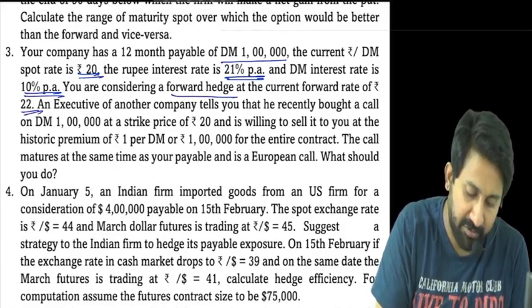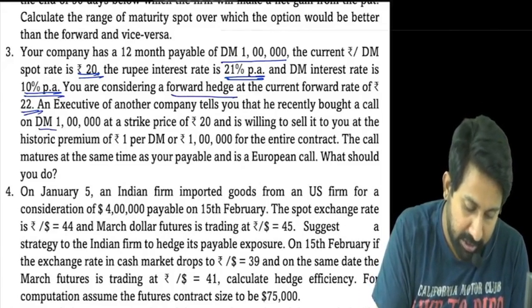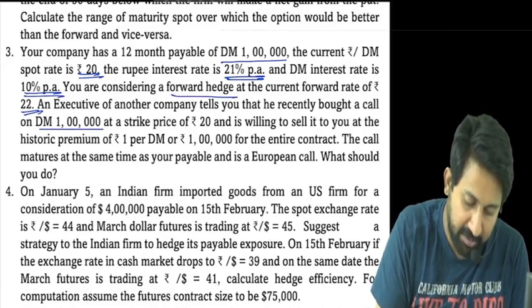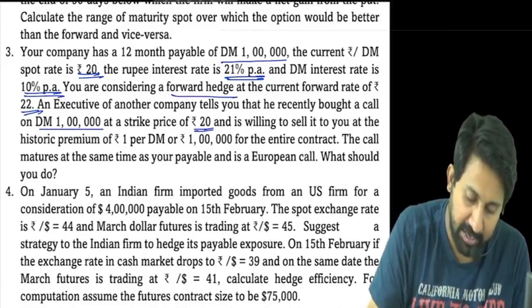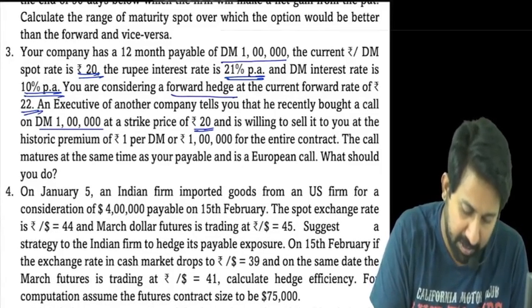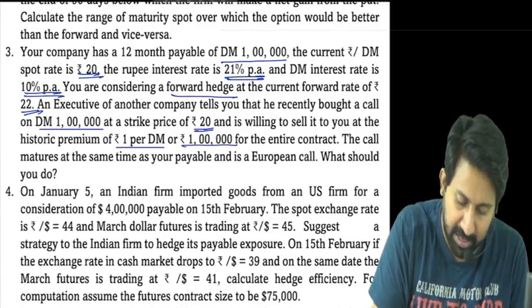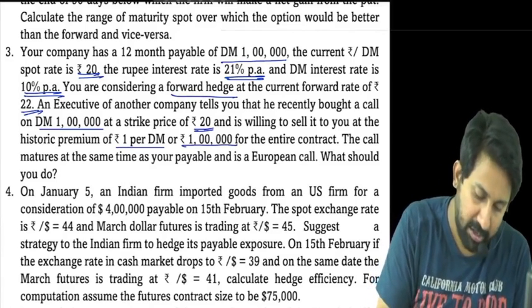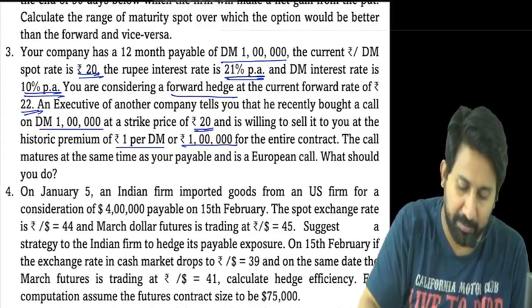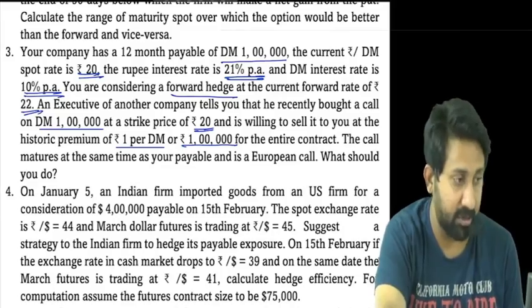An executive of another company tells you that he recently bought a call on DM 1 lakh at a strike price of rupees 20 and is willing to sell it to you at a historic premium, not the normal premium, of rupees 1 per DM or rupees 1 lakh for the entire contract. The call matures at the same time as your payable and is a European call. What should you do? Read the question carefully.